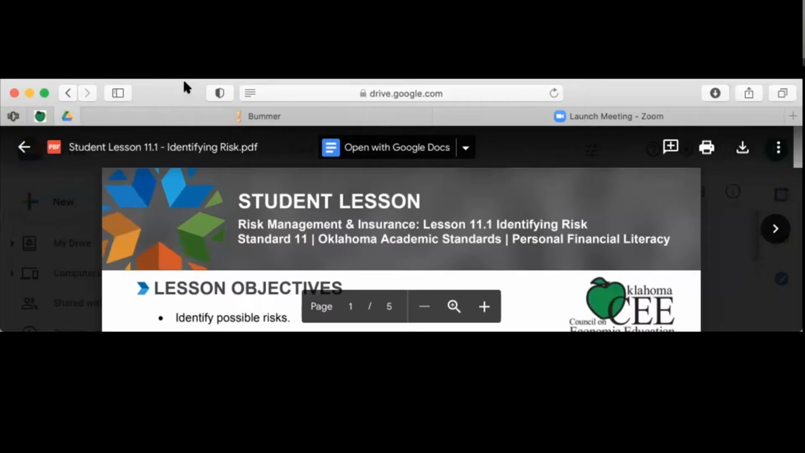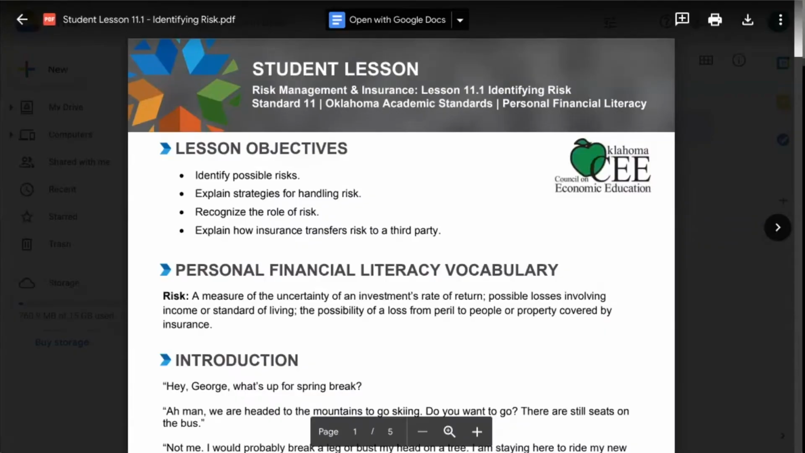So let's take a gander at the State Department materials in teaching insurance, and we'll walk through those. We are going to start with lesson 11.1 in insurance. All of these materials can be found on the State Department of Education website under personal financial literacy, where you'll find the student lessons. There are three that you'll find in insurance, and then also a teacher guide and supporting materials or PowerPoint presentations that flow along with the student lessons that teachers can use in the classroom.